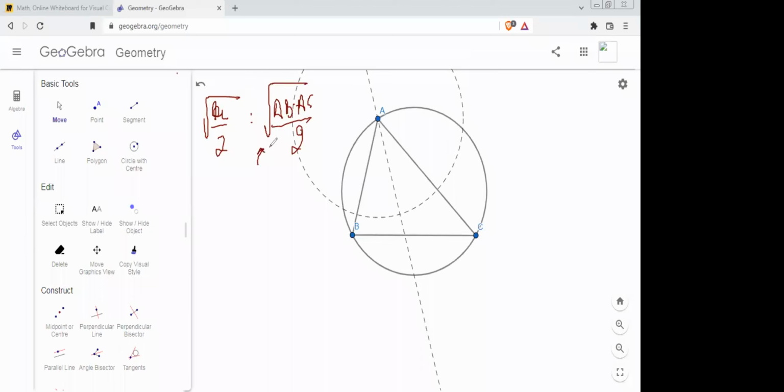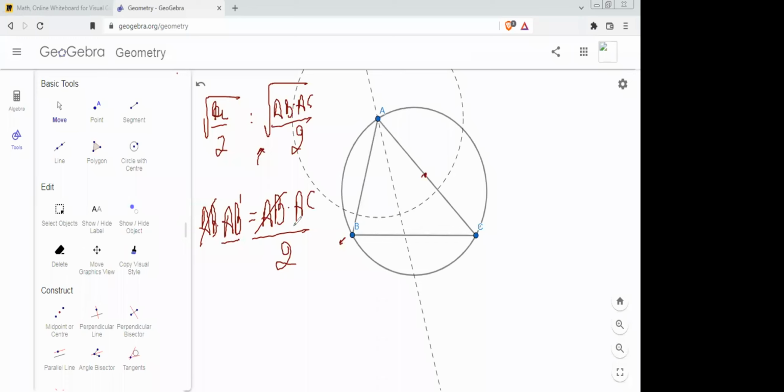So in root BC by 2, everything is the same, just the radius of inversion is root AB into AC by 2. So if you find the image of B, the reflection is the same, but what will be the image of B? The image of B will be the midpoint of AC.